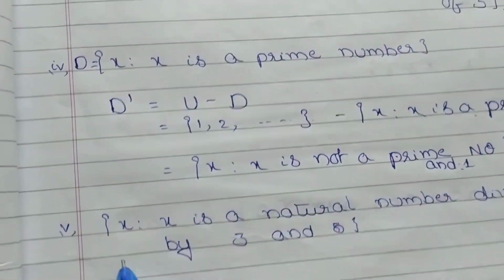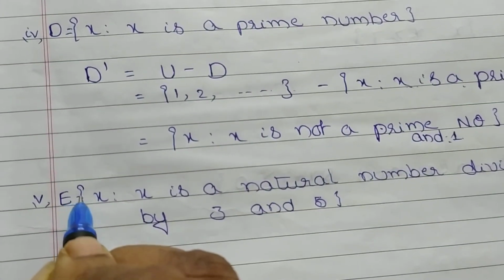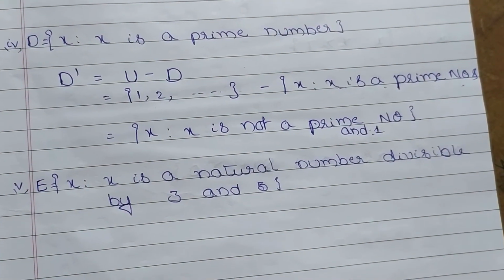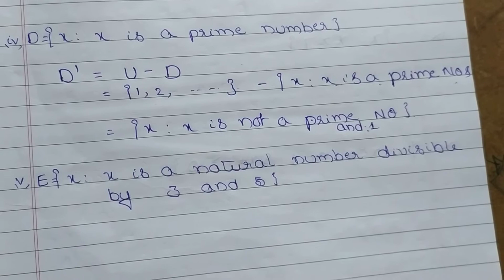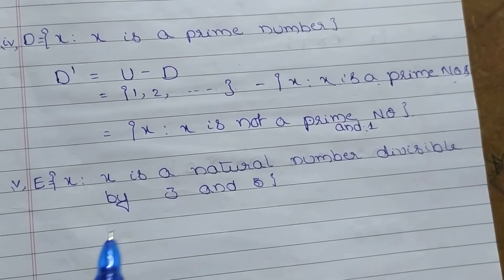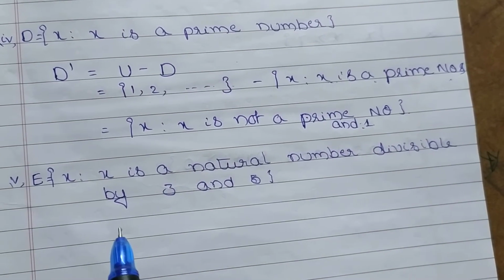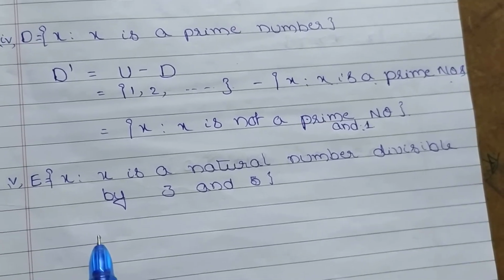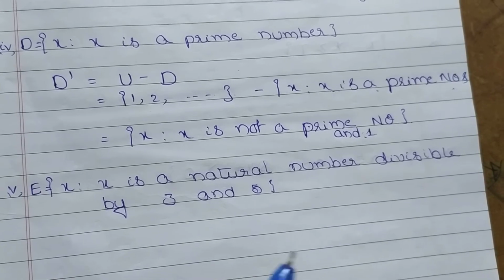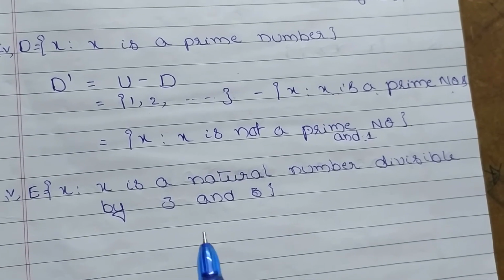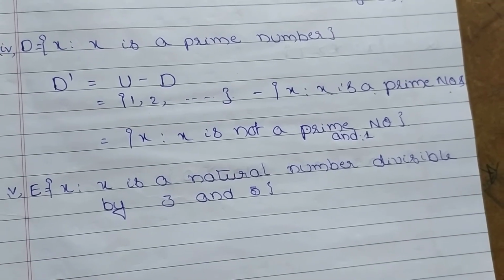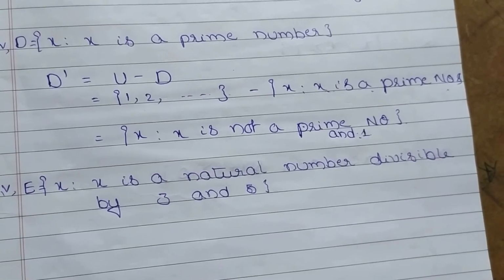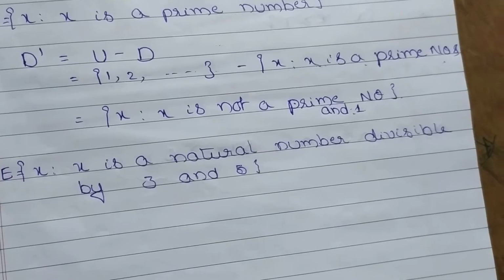Now, let us take the other set as E. E equals x such that x is a natural number divisible by both 3 and 5. So, what is that natural number which is divisible by both 3 and 5? All the numbers which are divisible by both 3 and 5 will be the multiples of 15. So, 15, 30 like that.